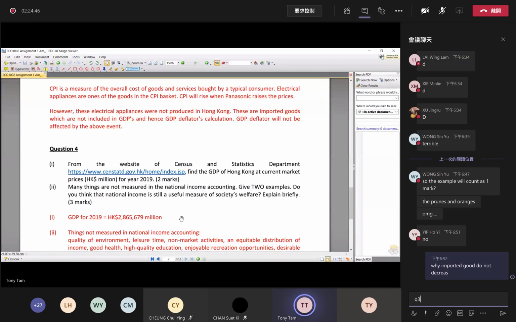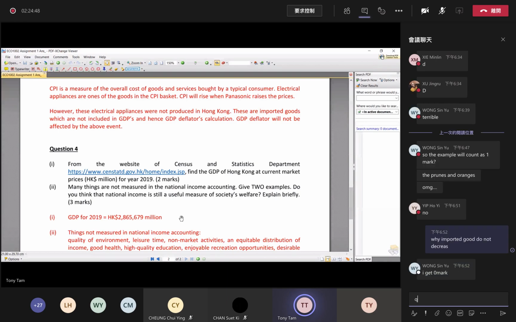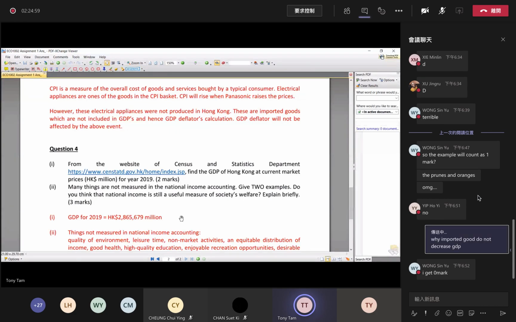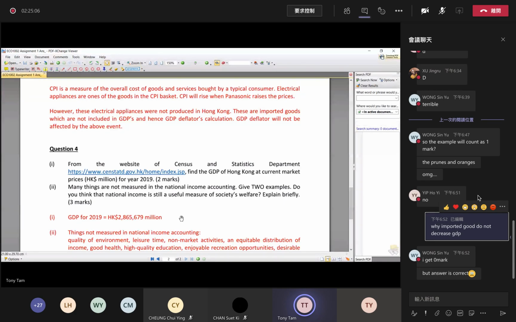Now, for the last question, many things are not measured in national income accounting. Now, for the stuff that we learn from national income accounting, that will be GDP here. So you will find something related to GDP. So here will be the question.